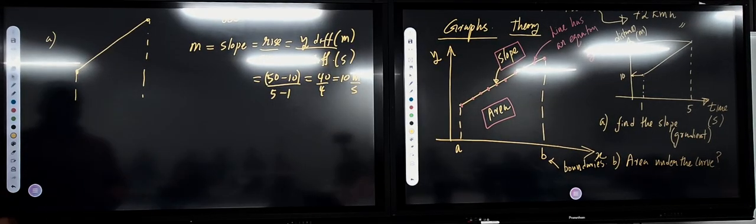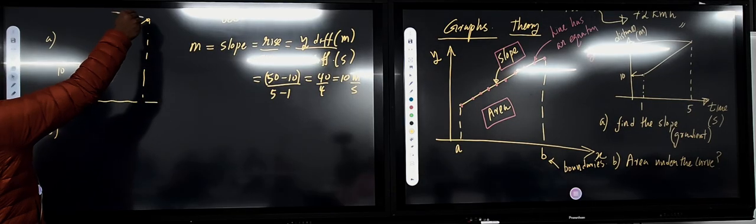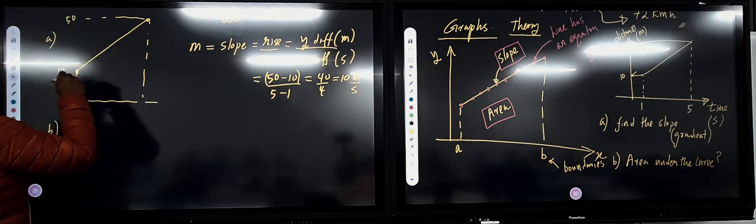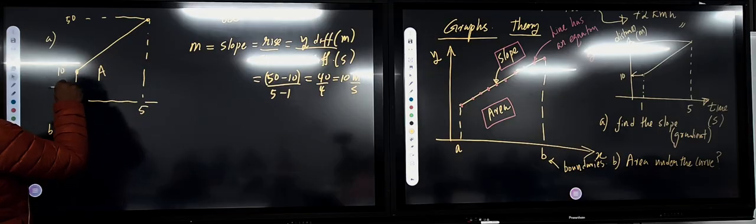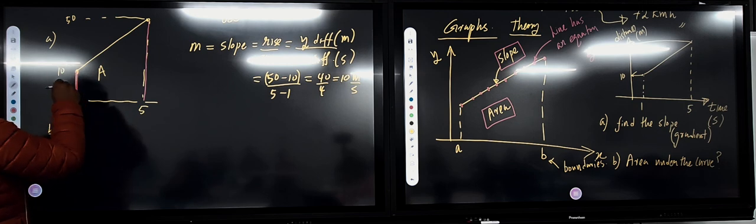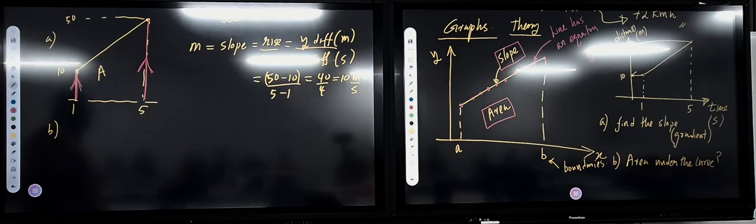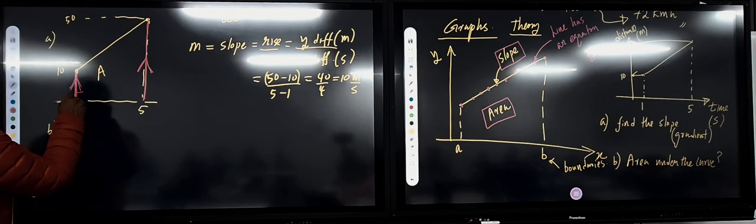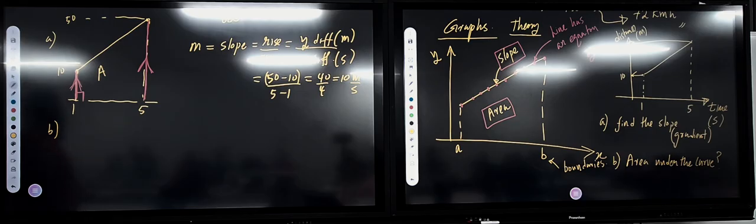Okay? Area. How do you find area? So this is 10. This is 50. You need to find this area. This is 1, this is 5. How do you find this area? You understand this is a trapezium? See? These two are parallel. Is it a trapezium? So if it is a trapezium, there is a formula, right? What is that formula, Shabir? Area of the trapezium.